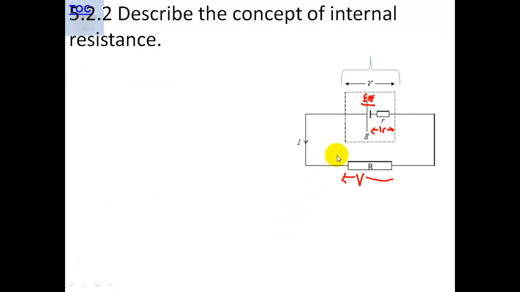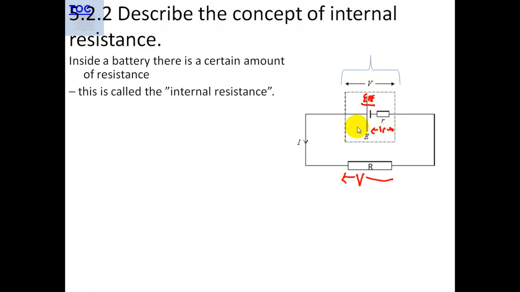Here we have another circuit. This is the load, this is the internal resistance, this is the cell. So this V is what you're able to measure by the load here. There's also a drop in the potential inside the cell, which is Ir, this I small r. Inside the battery there's a certain amount of resistance, and this is called the internal resistance. We have a series circuit with two resistors, capital R and small r.